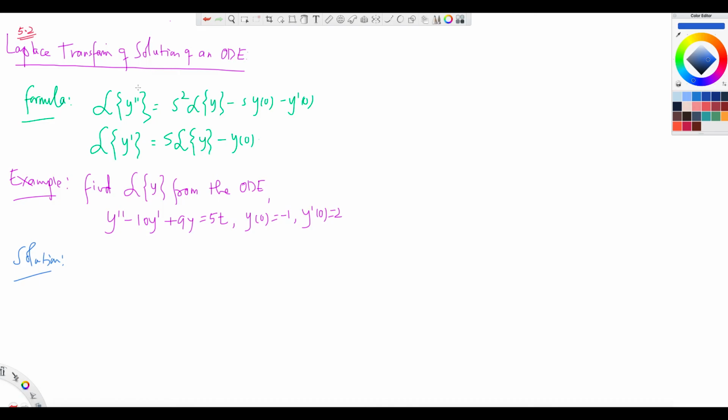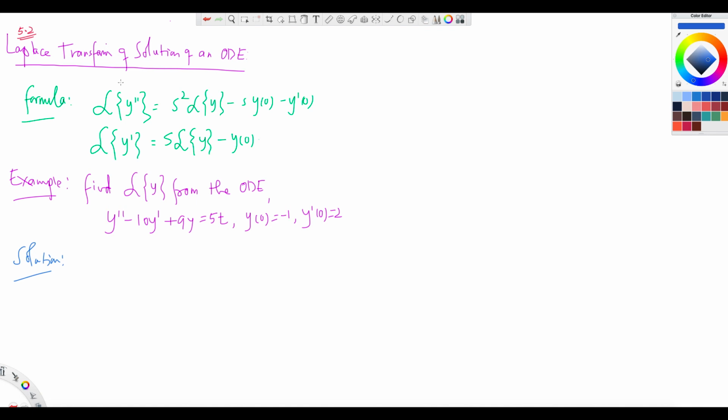Alright guys, so in this video we are going to discuss how to find the Laplace transform of a solution of an ODE. Suppose there is an ordinary differential equation with constant coefficients and I want to find out the Laplace transform of the solution. I'm not solving so far. I'm not going to solve the ODE, but what I'm trying to do right now is find the Laplace transform of the solution.